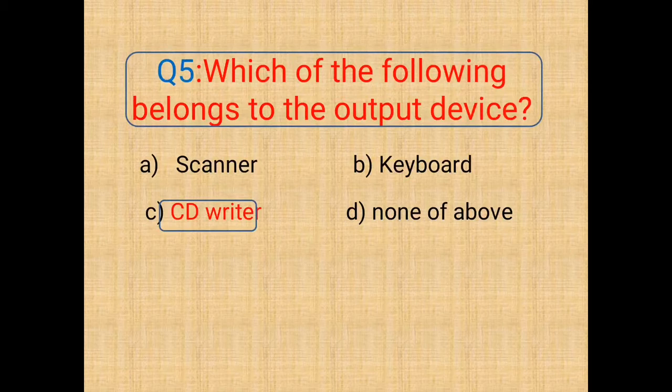Question number 5. Which of the following belongs to output device? Option A, scanner, option B, keyboard, option C, CD writer, option D, none of the above. So the CD writer, option C, is the correct one because it is an output device. Scanner and keyboard are input devices. So in this case the correct option is C, CD writer.